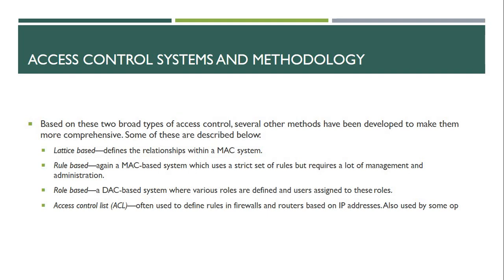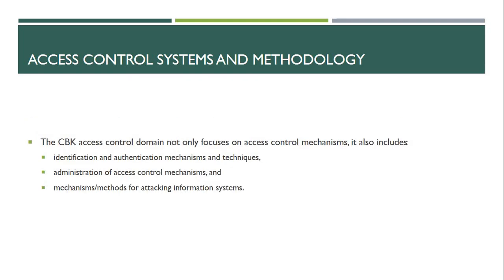Okay? Then, the last category or method is the access control list or the ACL, which is often used to define rules in firewalls and routers based on IP addresses. Okay? It is also used by some operating systems to define the accesses between the users and the resources itself. So, the CBK access control domain not only focuses on access control mechanism, but it also includes the identification and authentication mechanisms and techniques, administration of access control mechanisms, and mechanisms or methods for attacking information systems.